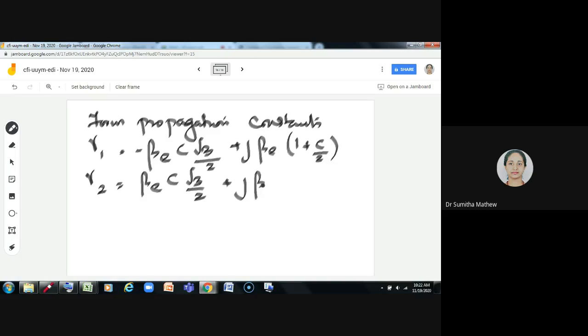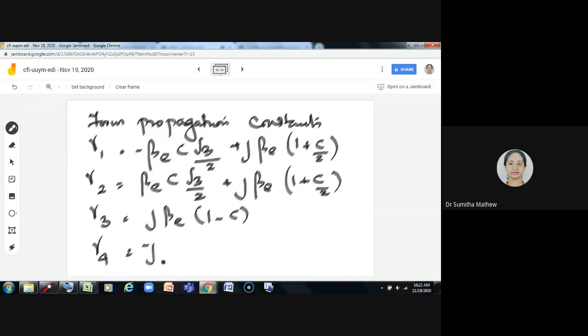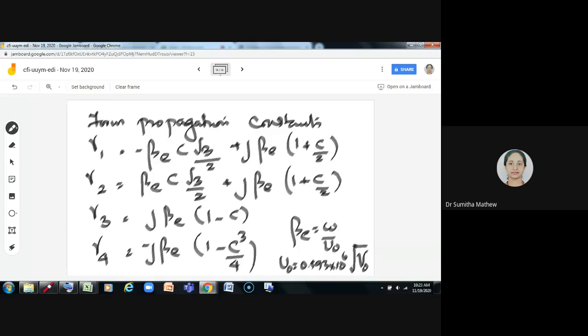Even though they are easy to remember, because for some of them you simply have to change the sign. j beta E into 1 minus C. Then gamma 4 is equal to minus j beta E into 1 minus C cube by 4 C. These are the 4 propagation constant formulas, where beta E is equal to omega by V naught, 0.593 into 10 raised to 6 into root of capital V naught, where capital V naught is the DC voltage.